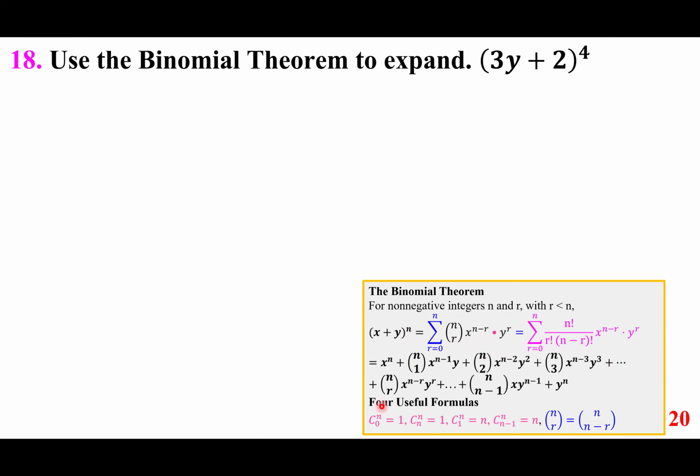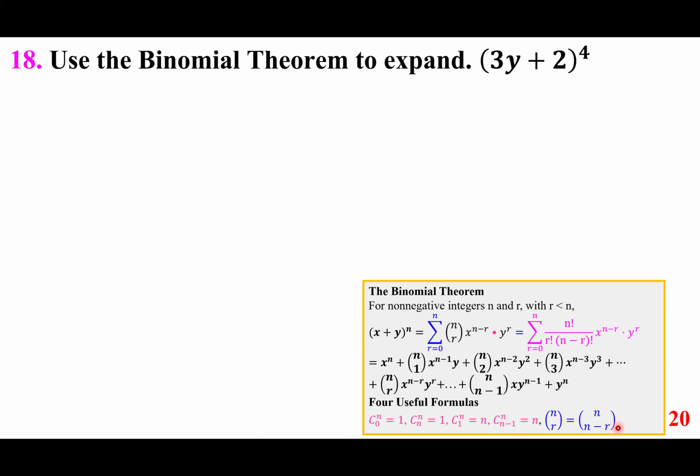Okay. Four useful formulas were mentioned on the previous page: n choose 0 and n choose n are 1. n choose 1 is n, and n choose n minus 1 is equal to n. n choose r and n choose n minus r are identical. So it's just making sure that you understand they are the same.